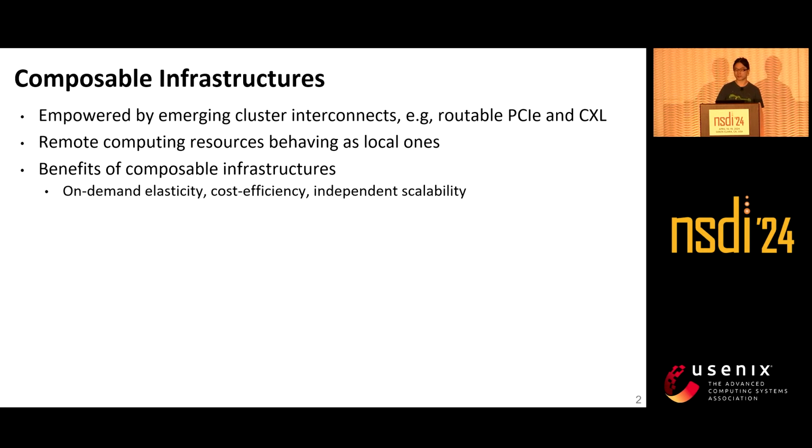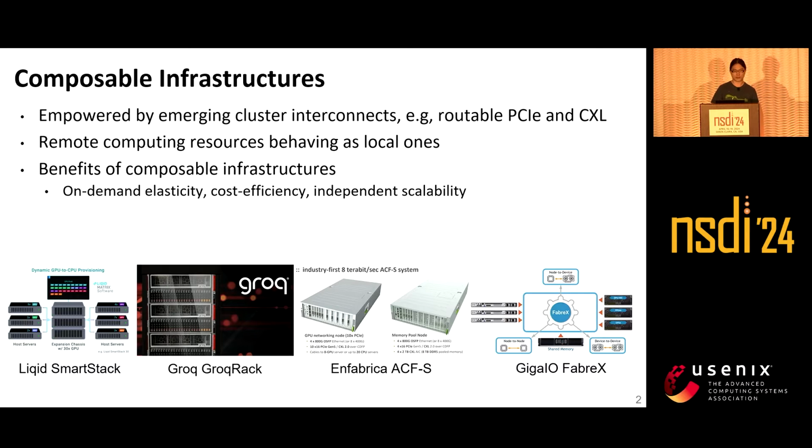Empowered by emerging cluster interconnects such as Routable PCIe and CXL, composable infrastructures decouple resources from their physical location and create a resource pool. Now, remote computing resources can be accessed by host servers as if they are local ones. The composable infrastructures bring many benefits, such as on-demand elasticity for resource usage, better cost efficiency, and independent scalability for resources. There has already been a series of products.